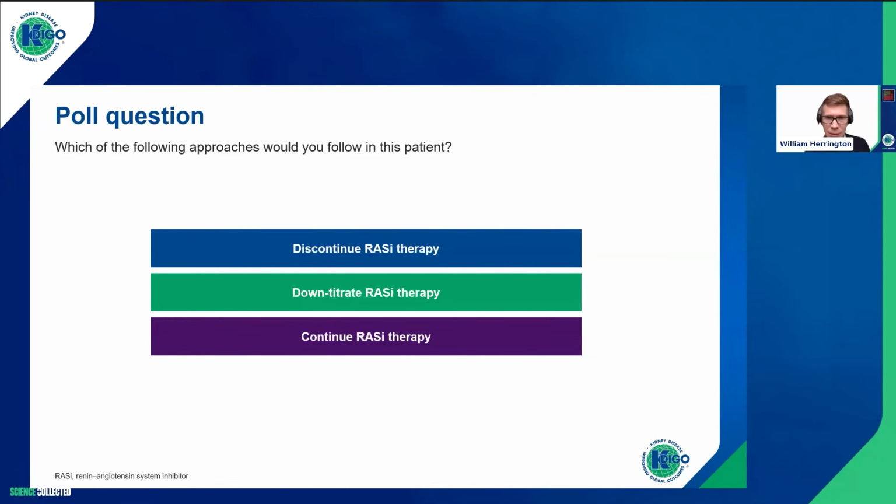Okay, I can't see many votes at the moment, but perhaps I will be able to in a minute. Okay, I think that's long enough. We can close the poll. So we had 30% down titrating the RAAS inhibitor and 70% continuing it. And I'm so glad to see that no one would discontinue it.